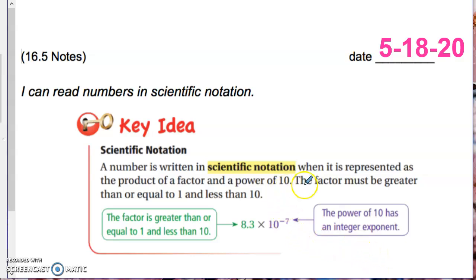A number is written in scientific notation when it is represented as the product of a factor and a power of 10. The factor must be greater than or equal to 1 and less than 10. So this number here, the factor, has to be greater than or equal to 1 and less than 10. What I always use as the phrase is it has to be a number between 1 and 10. If it's not a number between 1 and 10, then it's not written correctly. But technically it has to be greater than or equal to 1 and less than 10. And then you multiply that times a power of 10, and the power of 10 has to have an integer exponent.